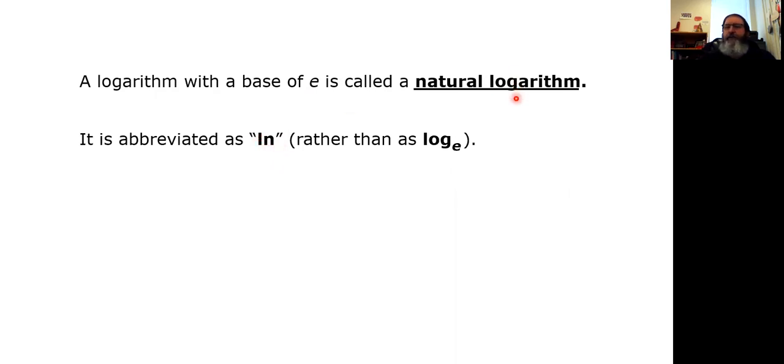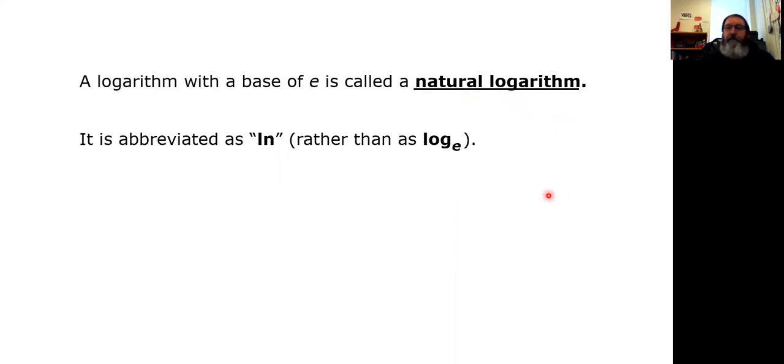You know, in English, we tend to put our adjectives in front of nouns, like the tall boy, or the wet clothes, things like that. We put our adjectives in front of our nouns: natural logarithm.